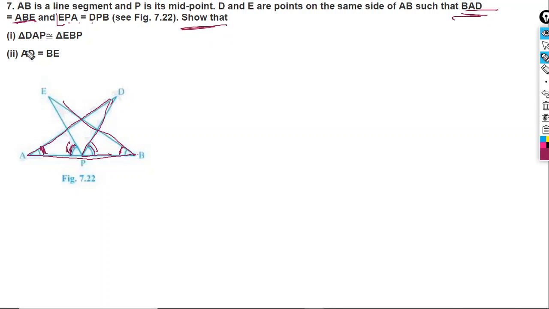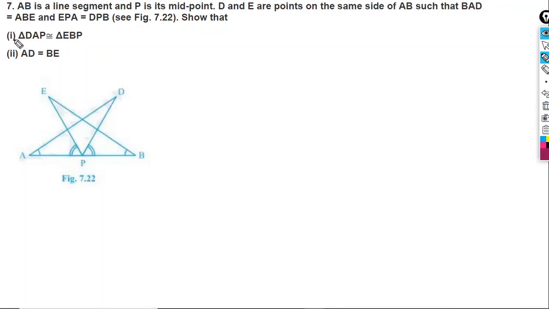So that triangle DAP, look at the figure, triangle DAP, this triangle, is congruent to triangle EBP. Okay, these two triangles are congruent. This is what we have to prove. Then AD is equal to BE. Where is AD? If the two triangles are congruent, then AD will be equal to BE. Automatically, they will be equal to each other.